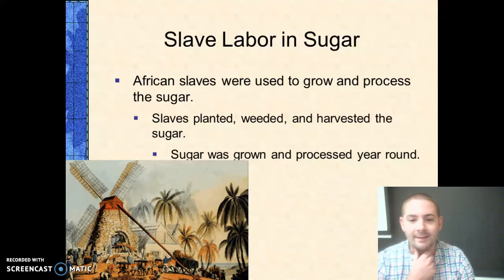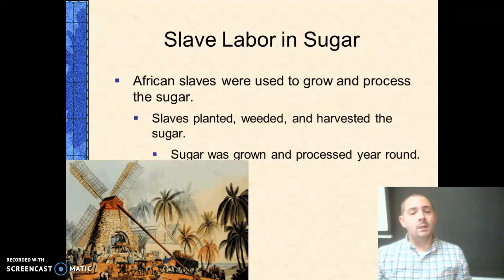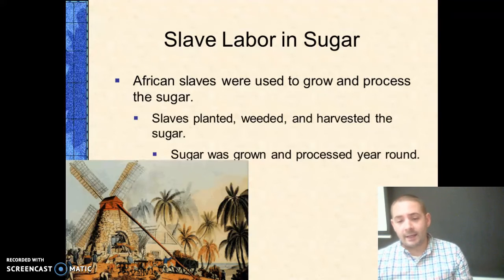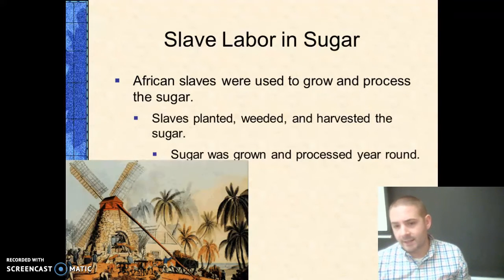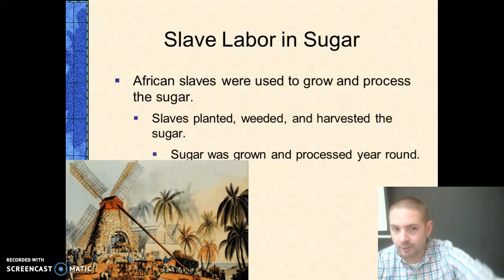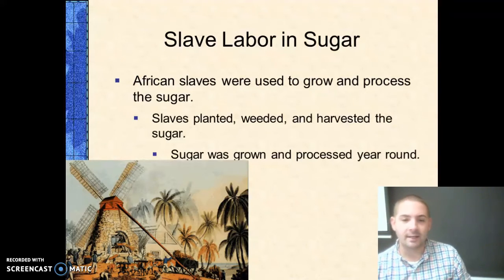Let's talk a little bit about the slave labor in sugar, and then I'll talk about sort of how slaves were taken. African slaves were used to grow sugar predominantly, like I said before, in South America, places like Brazil, Guyana, in what would become the Dominican Republic and Haiti, Puerto Rico, and the Caribbean. And sugar was extraordinarily lucrative. Sugar was planted by the slaves, weeded by the slaves, harvested by the slaves, and was grown and processed year-round.